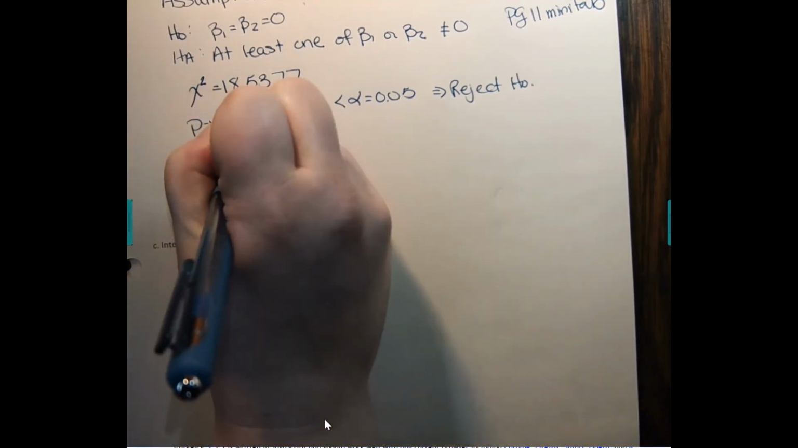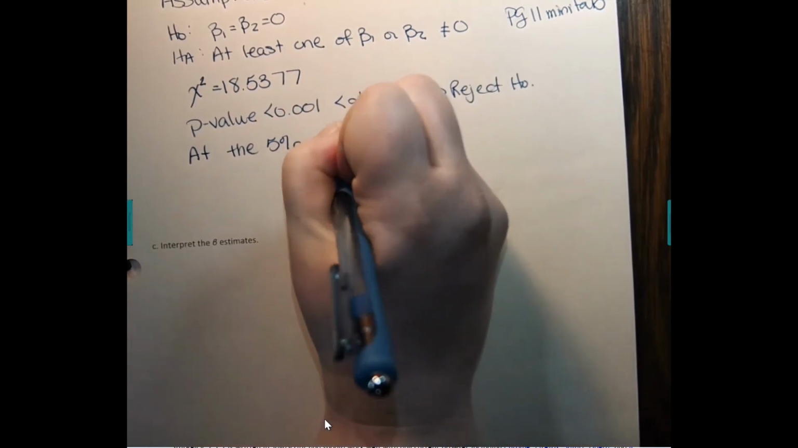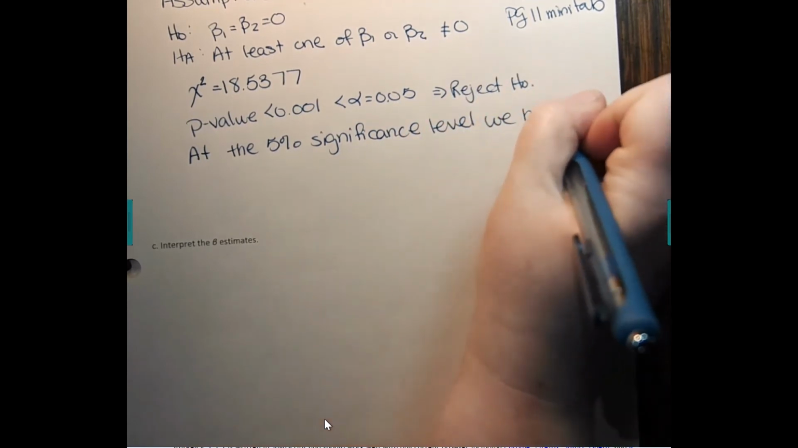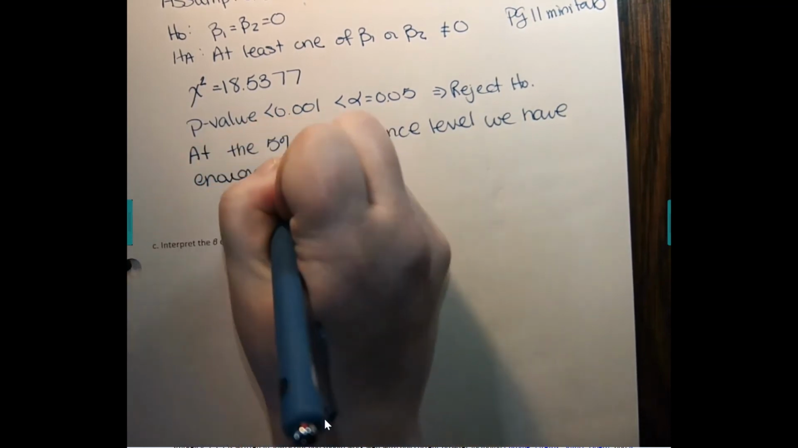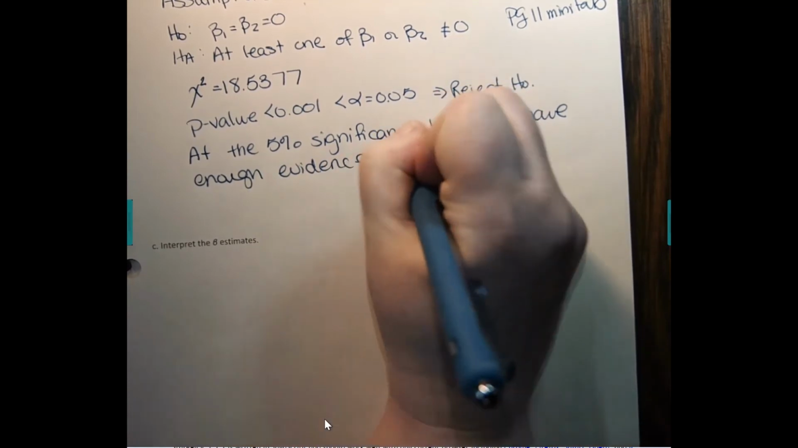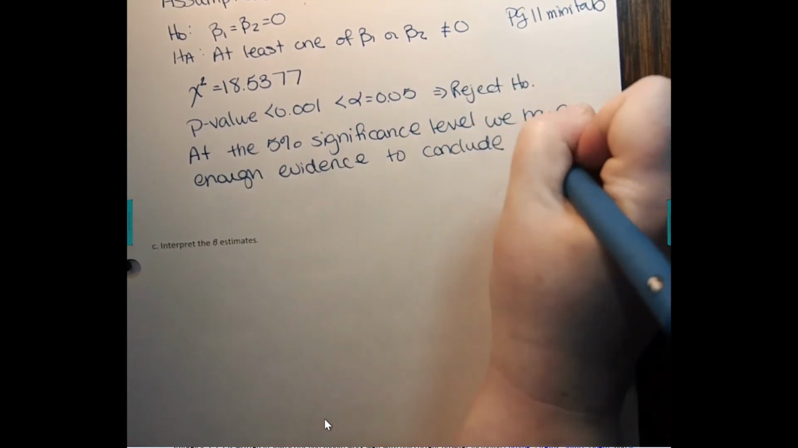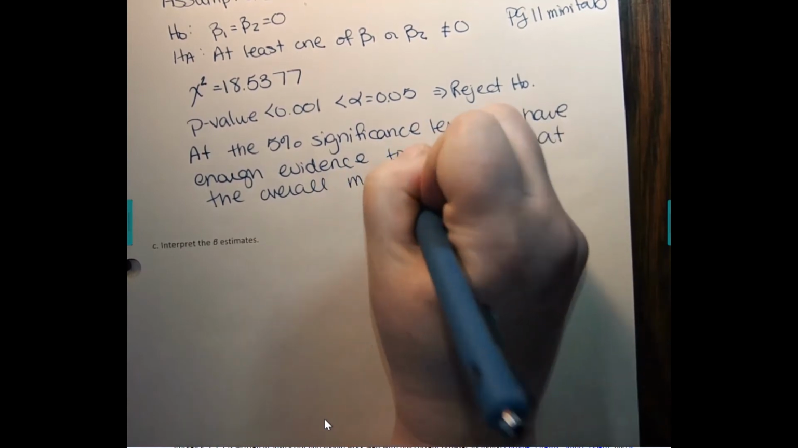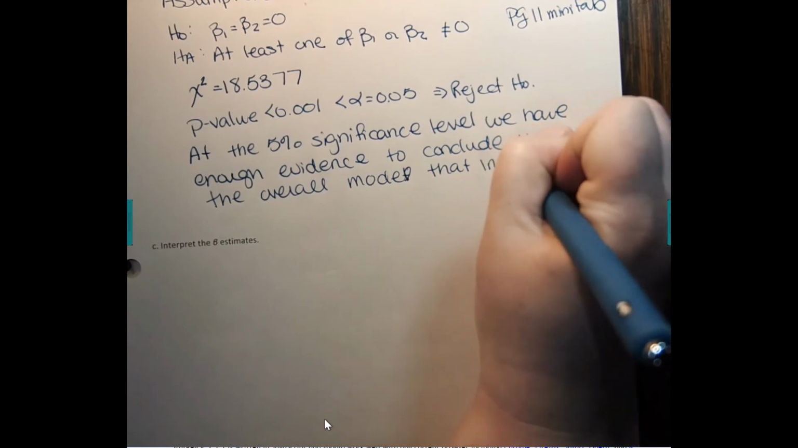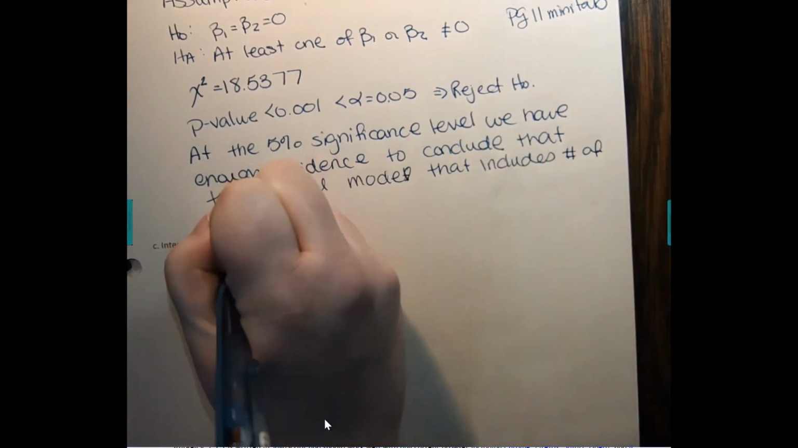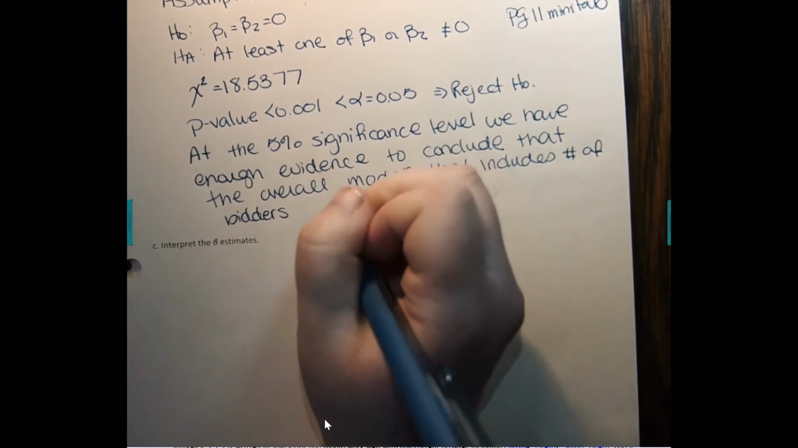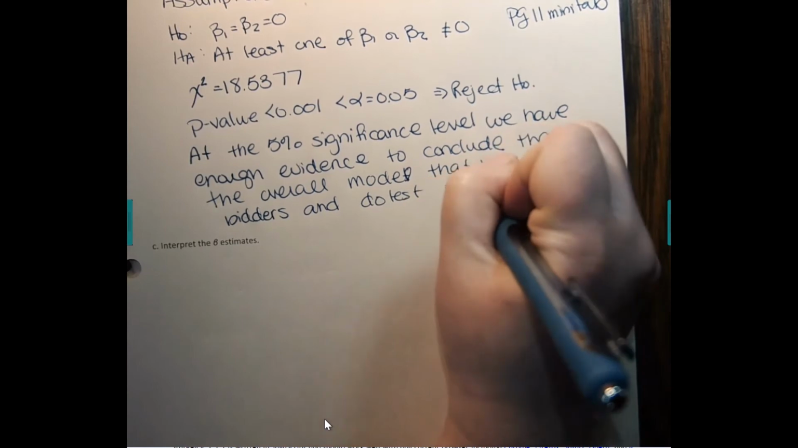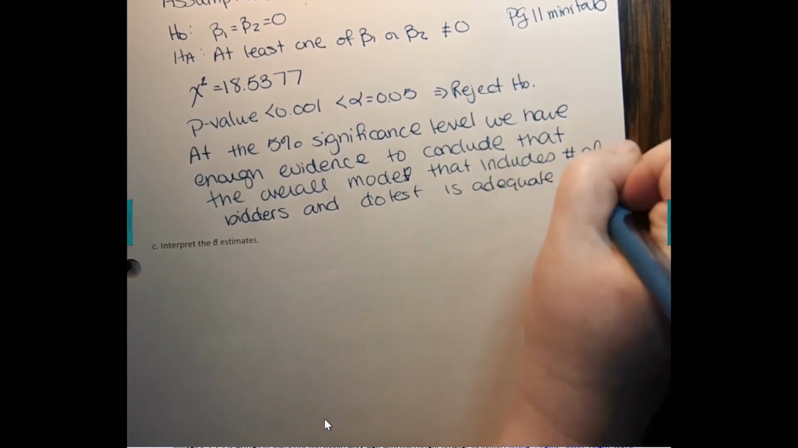So in conclusion, we can say at the 5% significance level, we have enough evidence to conclude that the overall model that includes number of bidders and the engineer's estimate, or the DOT estimate variable, is adequate to predict status.